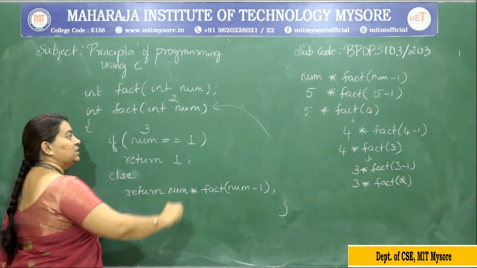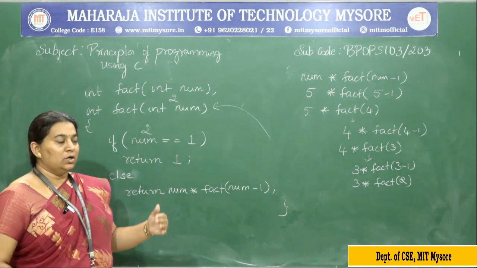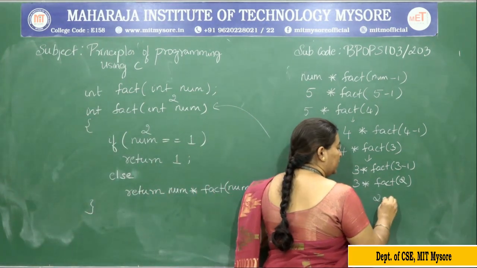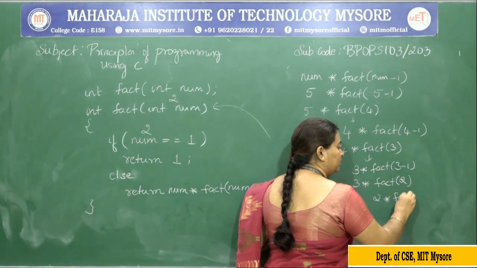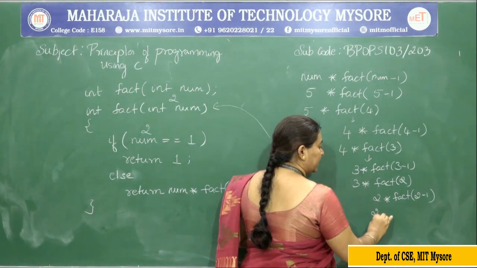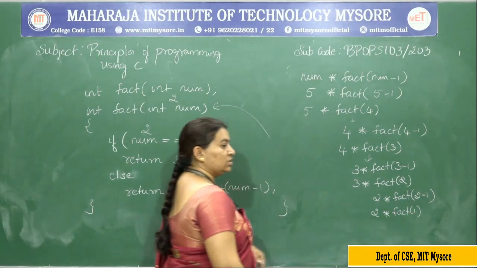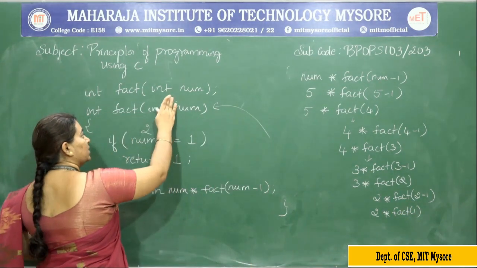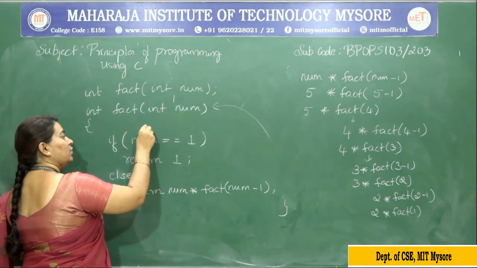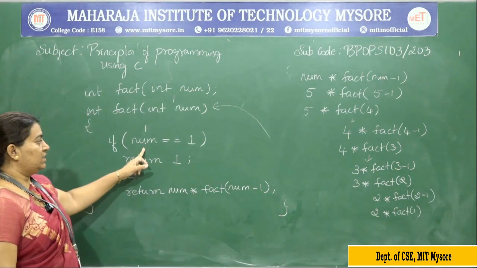Next again the parameter has been sent as 2. So next what will happen? Whether my num 2 is equal to 1? No. So I have to again call my function. So it will be 2 into fact of 2 minus 1. So it will be 2 into fact of 1. So now the parameter is sending a number called 1, right? So now it is going to check whether my num is equal to 1. So what will happen? Yes.